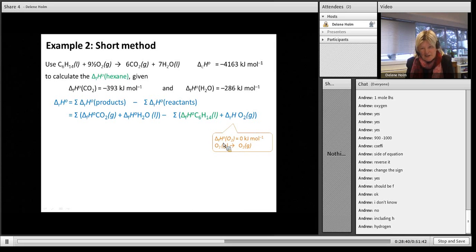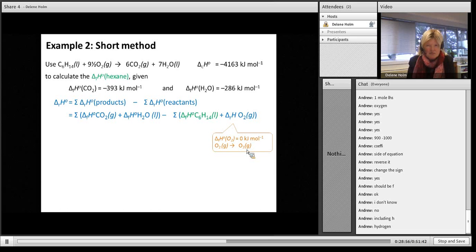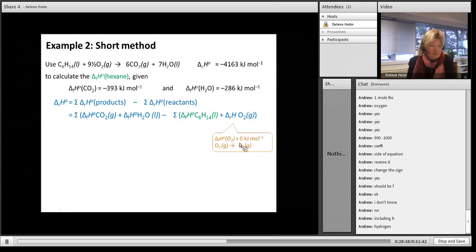The delta F, well, I have it right here for O2, is 0 kilojoules per mole. And because it's O2 gas going to O2 gas. Yes, hydrogen, if I was forming hydrogen, H2 gas going to H2 gas means I'm going to have a 0 change. So the value is 0.